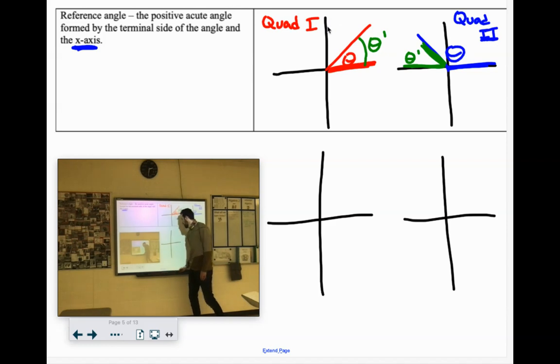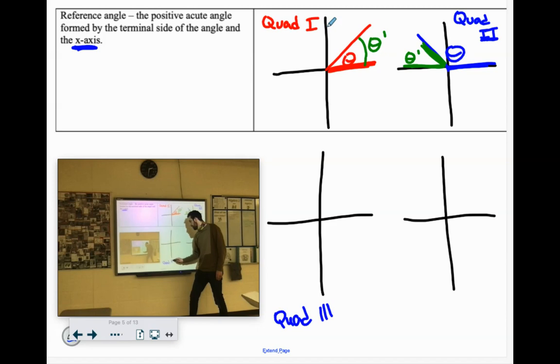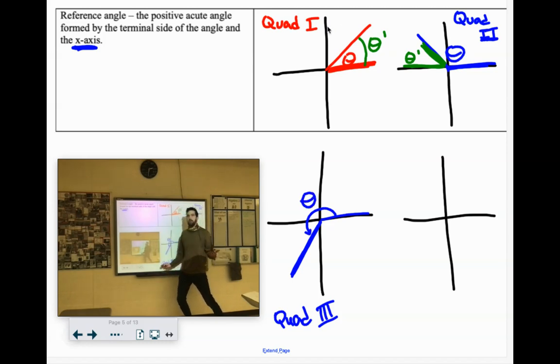If it ends up in quadrant 3, which is this bottom left one, so here would be the initial side. It would wrap all the way around, and let's say it goes here. Right, so that's a pretty large angle there for theta. Might be like 240 degrees.